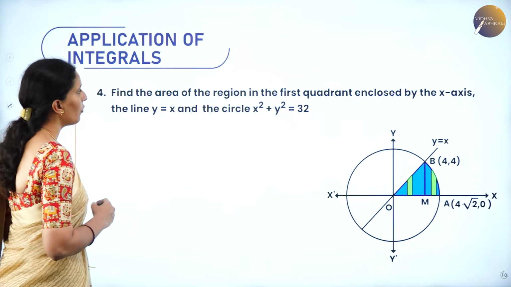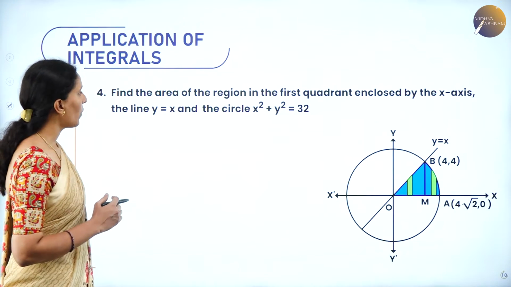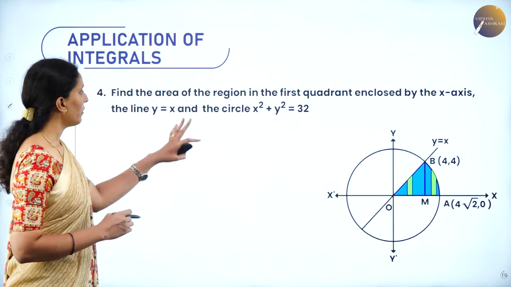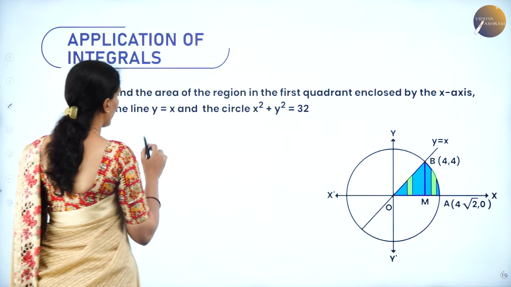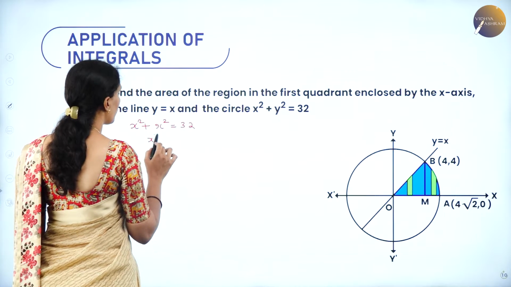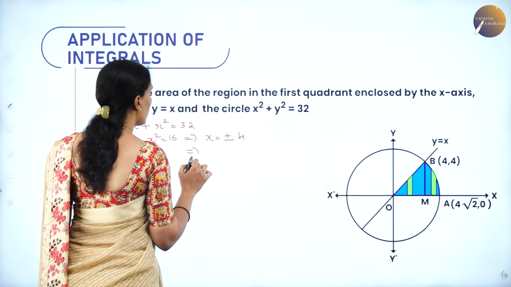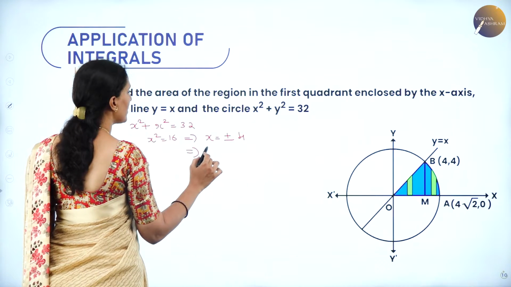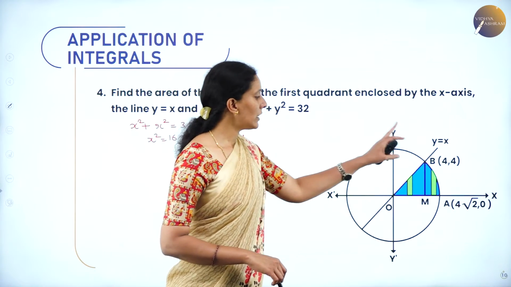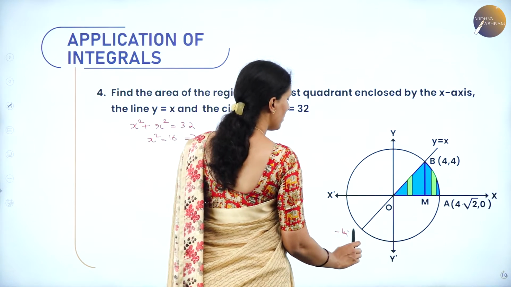Next, find the area of the region in the first quadrant enclosed by the x-axis, the line y is equal to x, and the circle x square plus y square is equal to 32. So if you put y is equal to x in this equation, then it is x square plus x square is equal to 32. I'll get x square is equal to 16. This implies x is equal to plus or minus 4. And this also implies if x is equal to 4, y is also 4. If x is minus 4, y is also minus 4. So that means both the circle and the line meet at the points (4, 4) and (minus 4, minus 4).